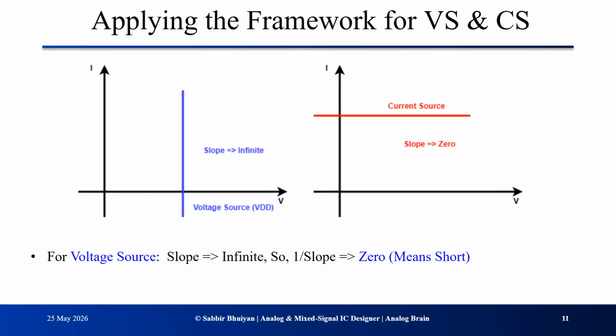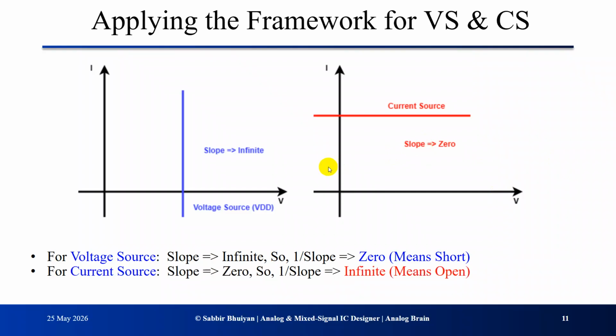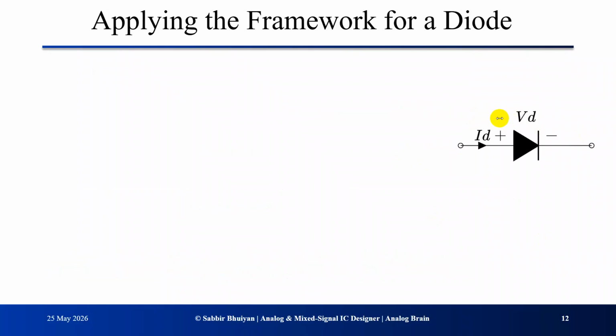So now consider an ideal current source. Its current remains constant regardless of voltage. So its slope becomes zero and inverse slope becomes infinite. That means an ideal current source behaves like an open circuit in small signal analysis. This is the real origin of those famous small signal replacement rules. Now suppose this is some ID, VD.